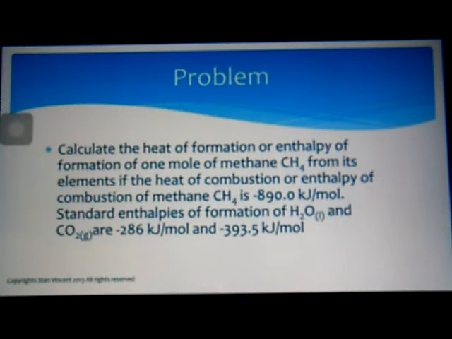What is enthalpy of formation? It tells you that if you write an equation where the reactants are elements and the product is 1 mole of methane, the heat change associated with that is what I'm referring to.